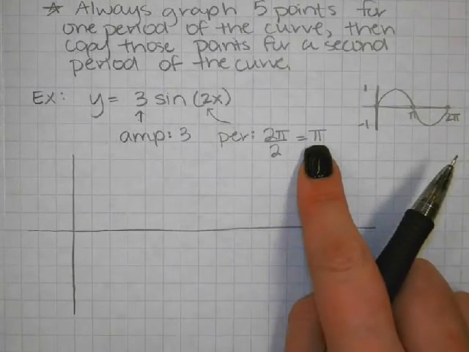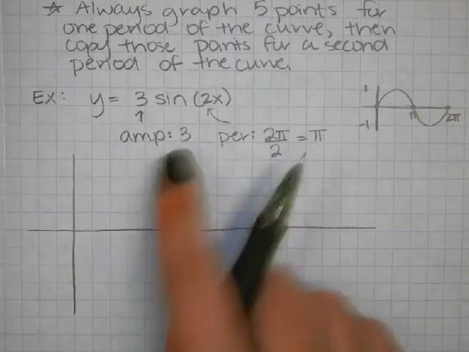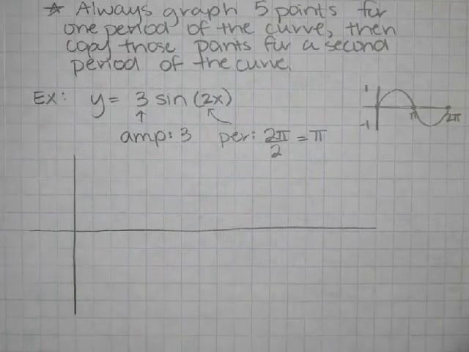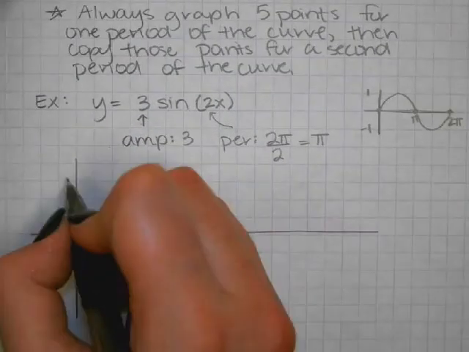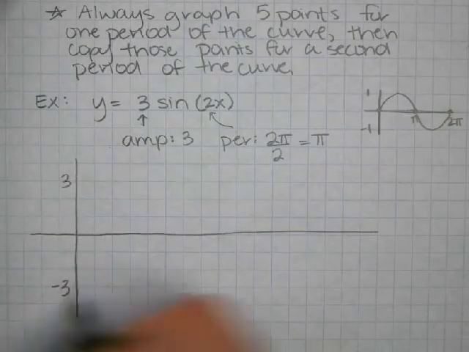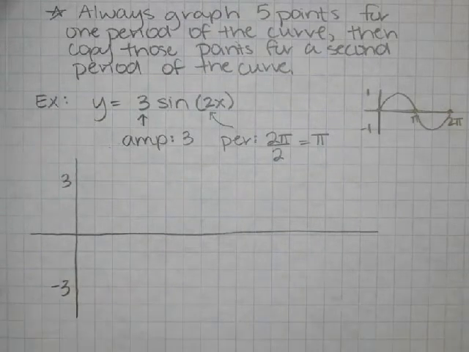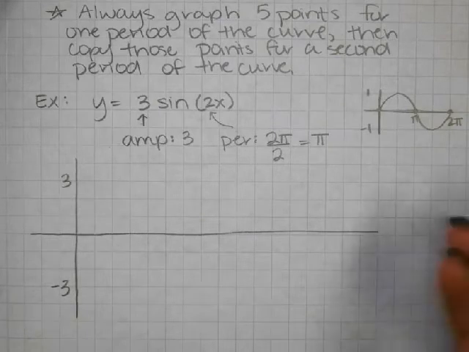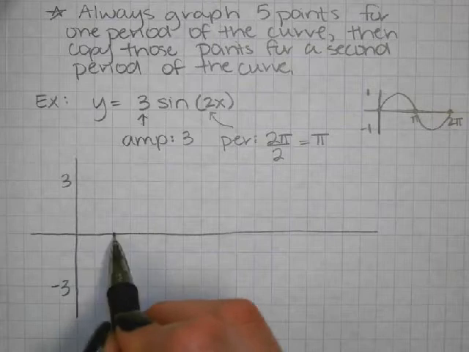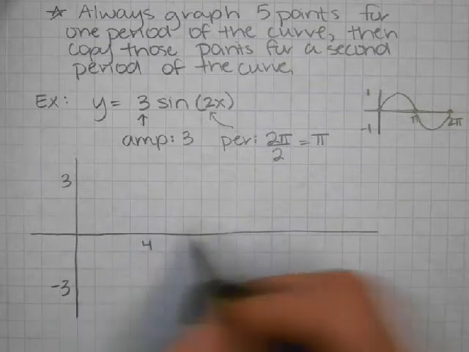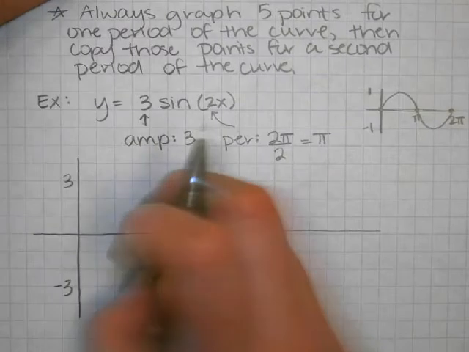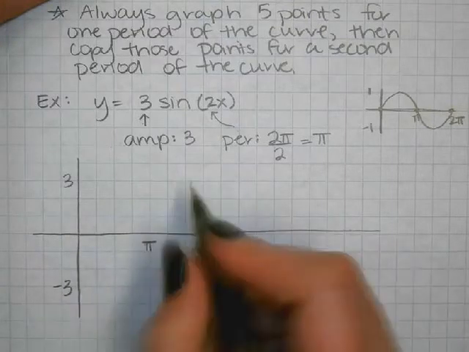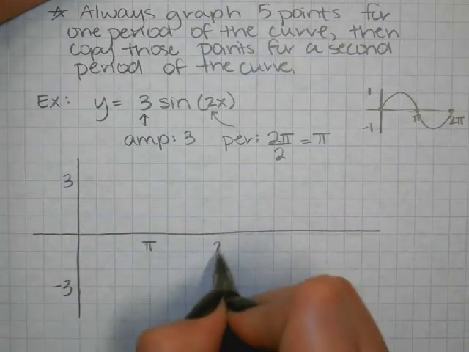All right, so what I typically do is once I figure out what the period is and what the amplitude is, then I do the labels on my graph. And so I'm just going to make sure that this goes up to 3 and down to -3 because that's what my amplitude says. And then the period of my graph is pi, and I like to do my boxes in sets of 4 because it makes it a lot easier to draw. So I'm going to count 1, 2, 3, 4, and write pi. And then 1, 2, 3, 4, and put 2 pi.